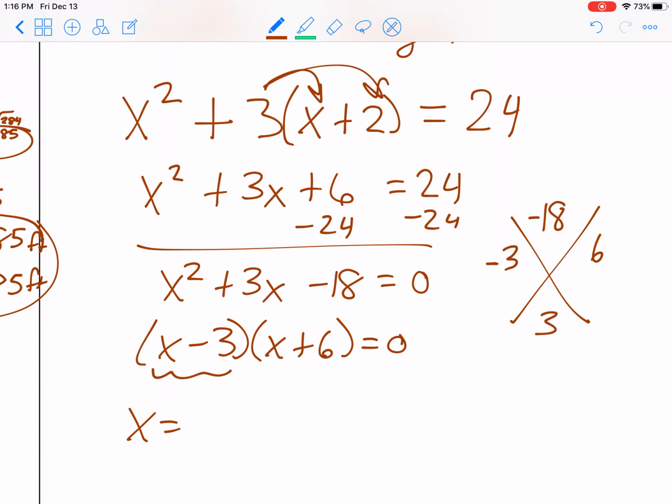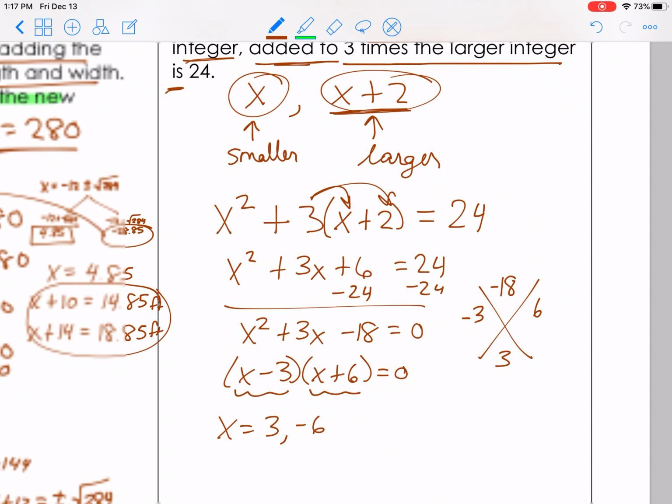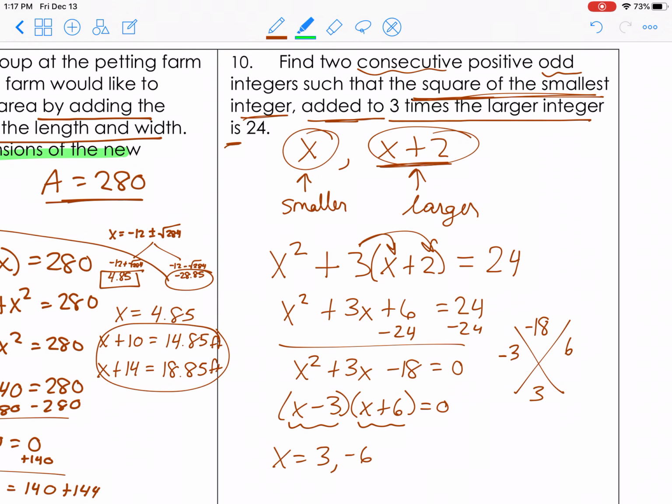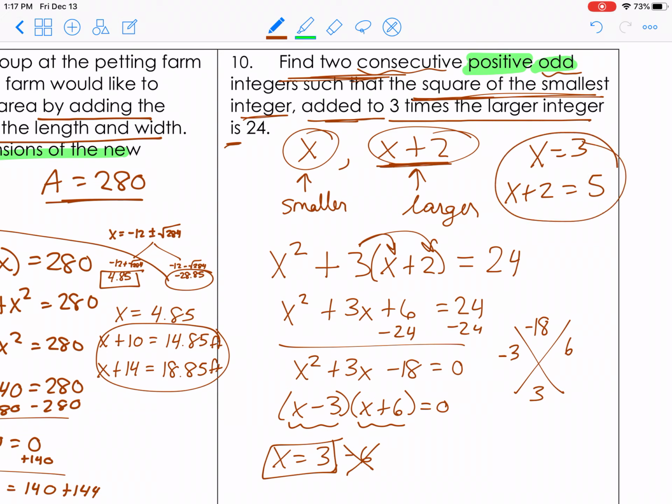What value of x is going to make x minus 3 equal 0? It would be 3. What value would make something plus 6 equal 0? It would be negative 6. Okay. Because the story problem asks for positive odd integers, negative 6, even though it's a valid answer for the mathematical equation, does not fit this story. So we're left with the solution of 3. Now it did ask us to find 2 answers, so just 3 is not going to cut it. But since x is 3, the other one, x plus 2, that would be 5. 3 plus 2 is 5. So there's our 2 answers, 3 and 5.